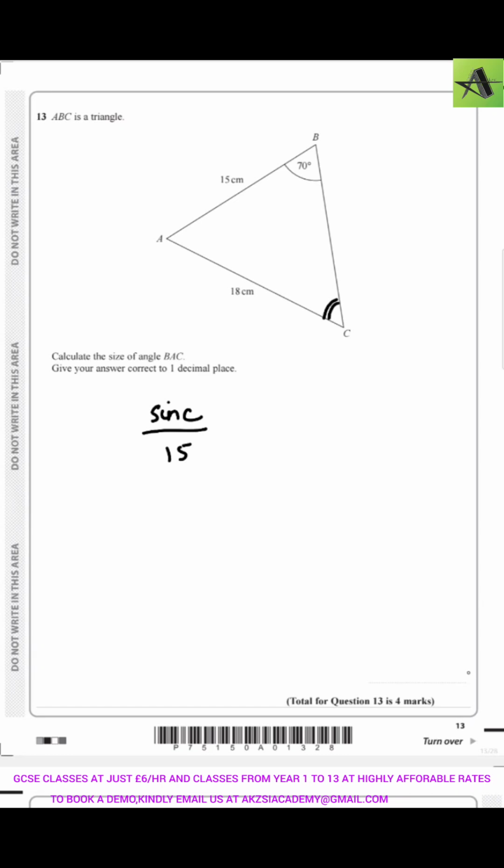Maybe here they have given the labeling ABC. What if ABC is not even given in the question? They just gave this, and then what will you do? If you know how to name ABC, it's perfectly fine. But if you don't know, the best thing is sine of an angle and its opposite side is always equal to sine of angle 70 degrees, which is this, divided by its opposite side, which is 18.